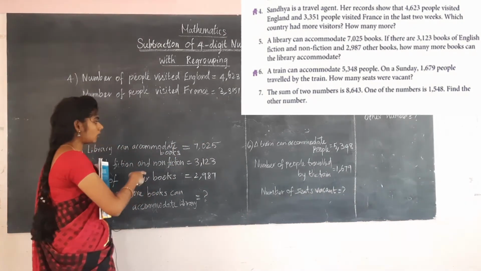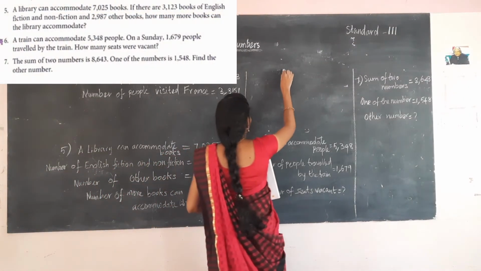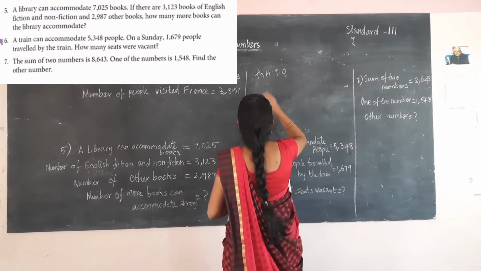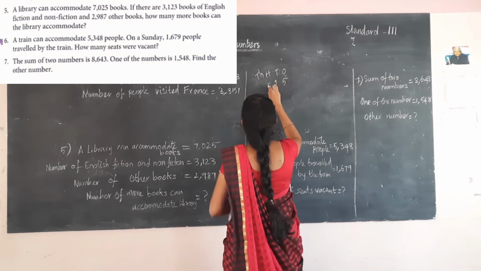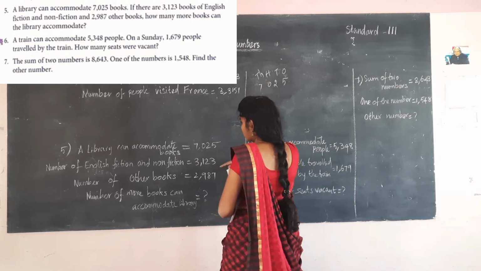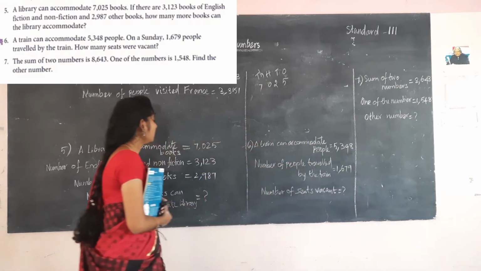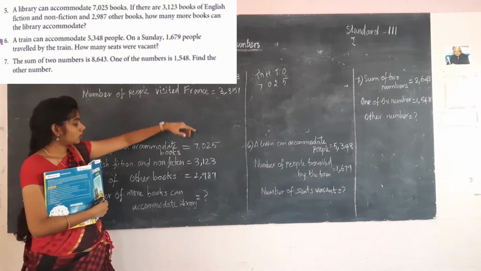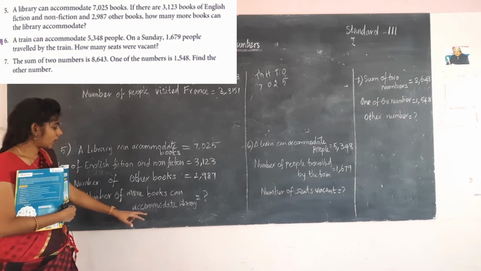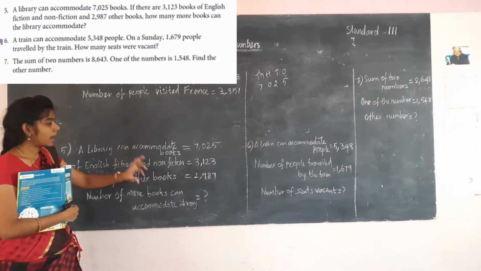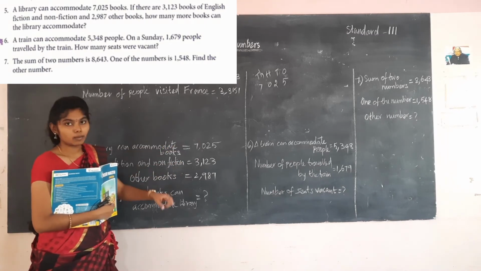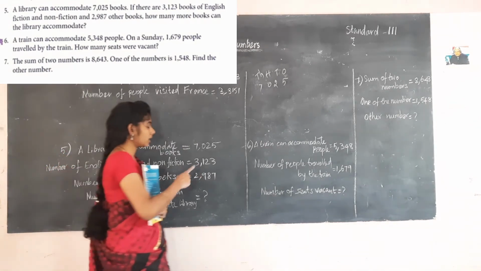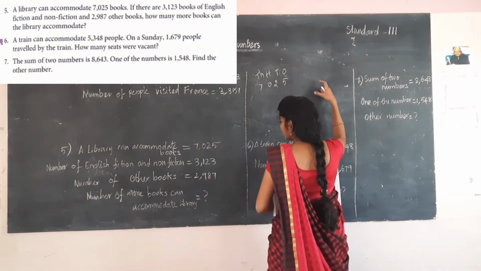To find that, we first write the place values: ones, tens, hundreds and thousands. Now write the values in the places: 5 in ones, 2 in tens, 0 in hundreds and 7 in the thousands place. This is the total number of books that can be accommodated. To find how many more books can be accommodated, we have to subtract the sum of these two numbers from this number. Before that, we have to add these two numbers first, and then subtract the answer from this number.